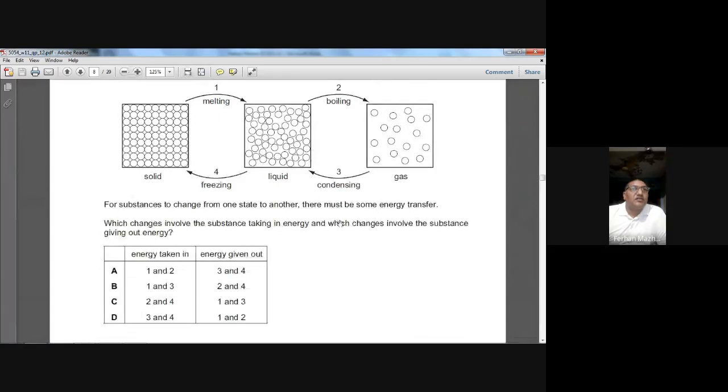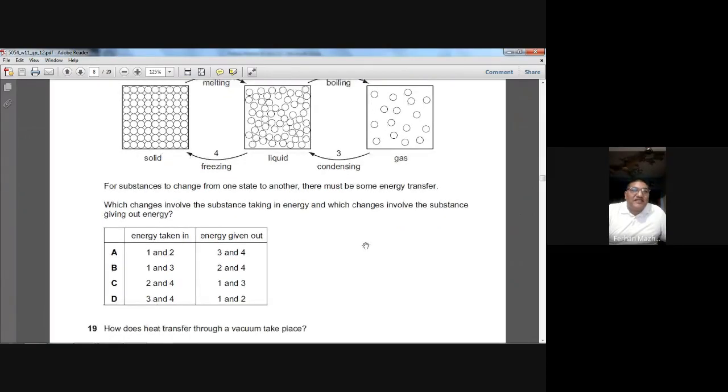Okay, for substances to change from one state to another, there must be some energy transfer. Which change involves the substances taking in energy, and which changes involve the substances giving out energy? So 1 and 2, melting and boiling, they will be taking in energy. So 1 and 2 will be energy taken. For the process 3 and 4, condensing and freezing, the energy is given out. Energy given out, 3 and 4. So clearly A is the option. For question number 18, A is the option.